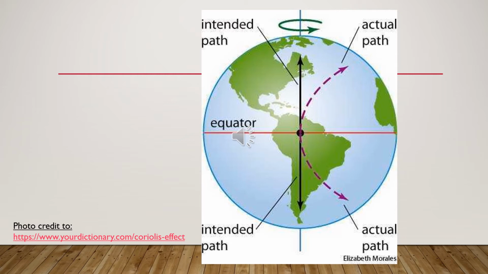For my picture here, it says that the intended path is at the poles, but the Coriolis effect changes those paths to the right and to the left, as you can see by the arrows curving.